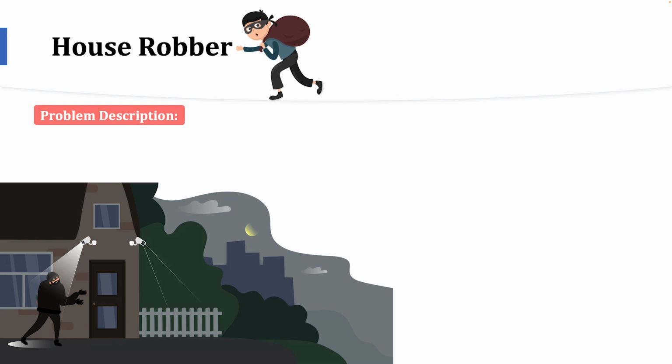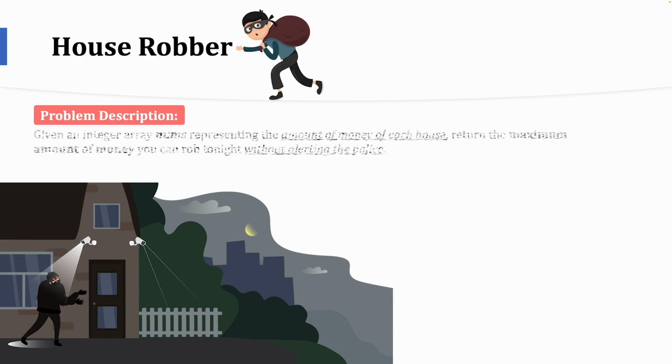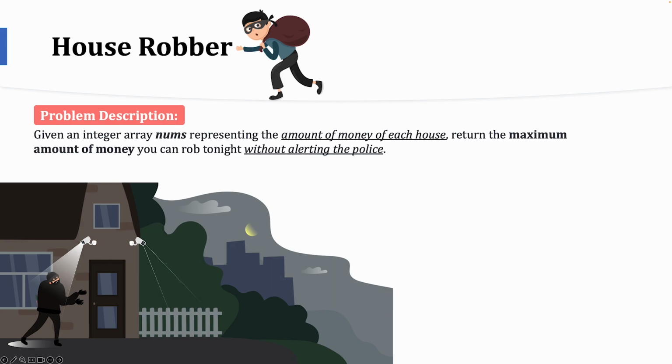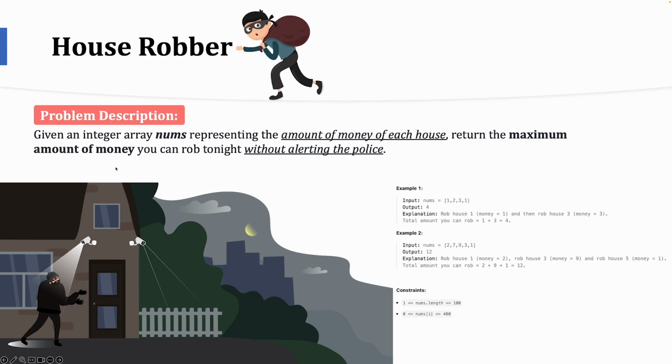Okay, so the formal definition of this problem would be: given an integer array nums representing the amount of money in each house, return the maximum amount of money you can rob without alerting the police. Okay, so how do we do this? Let's see an example first.